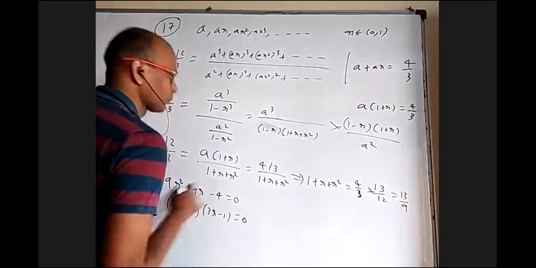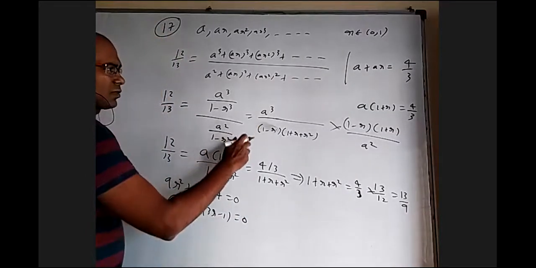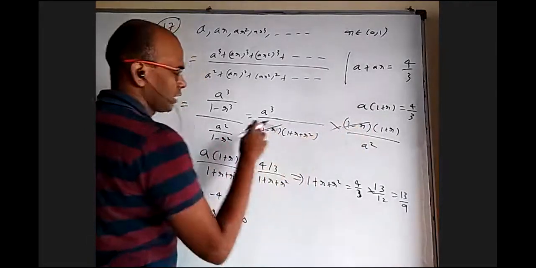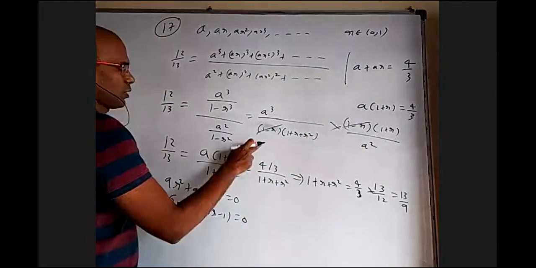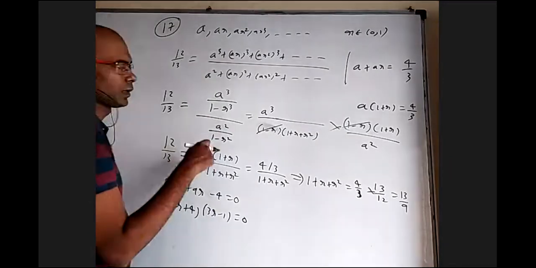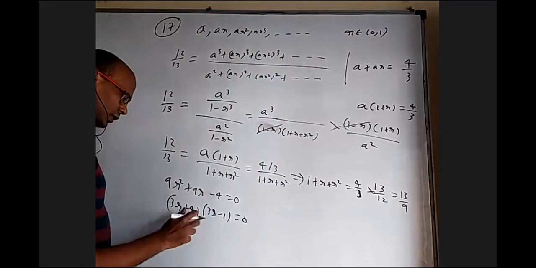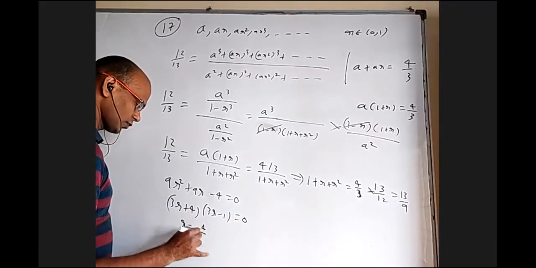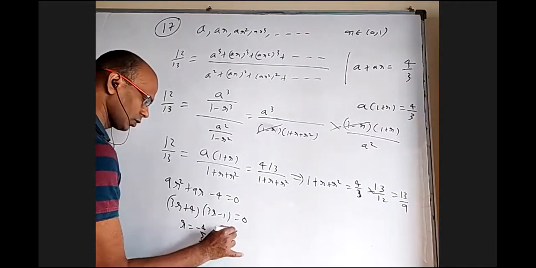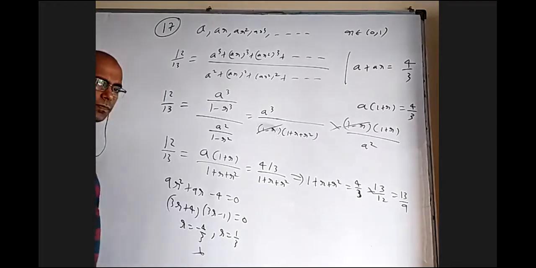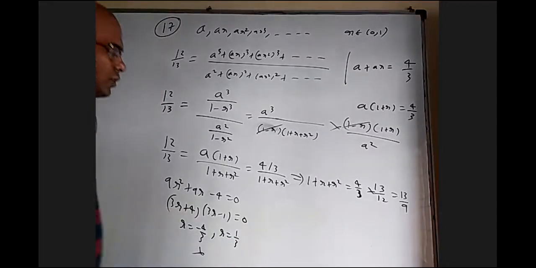equal to 0. Here I could cancel 1 minus r because r cannot be 1. Because if r is 1, I also would have got something here. Maybe, I don't know, but r is not 1 based on that. Here I'll get r equal to minus 4 by 3 or r equal to 1 by 3. This is also not true. So the only common ratio is 1 by 3.